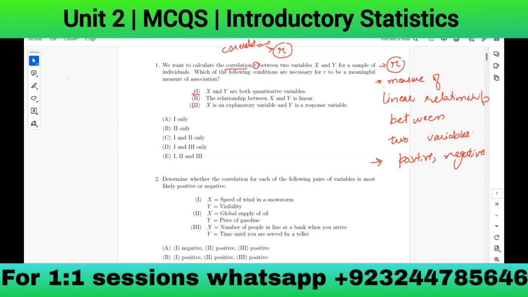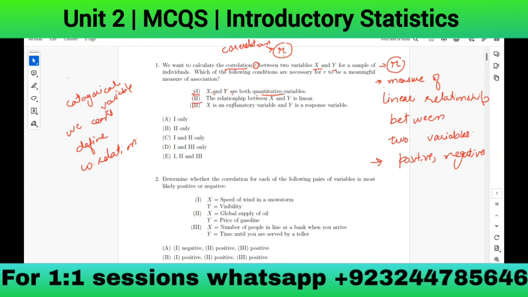Point number 1 says x and y are both quantitative variables. If we have to find the correlation for the two variables x and y, then they should be quantitative variables. So yes, it is correct, because correlation is always defined for quantitative variables. For categorical variables, we cannot define correlation. So this point is correct and necessary.